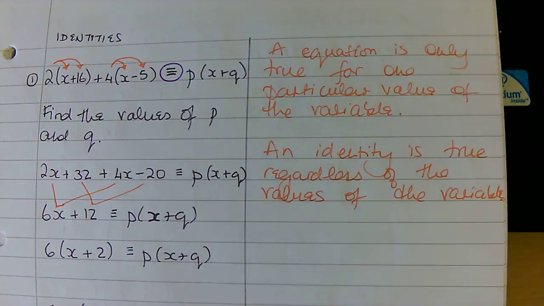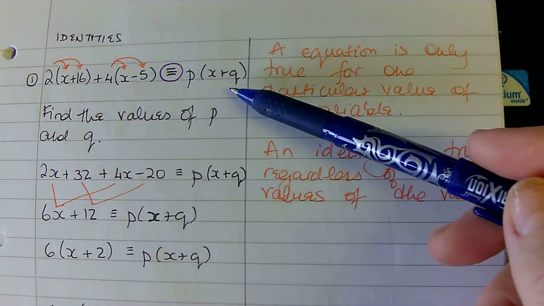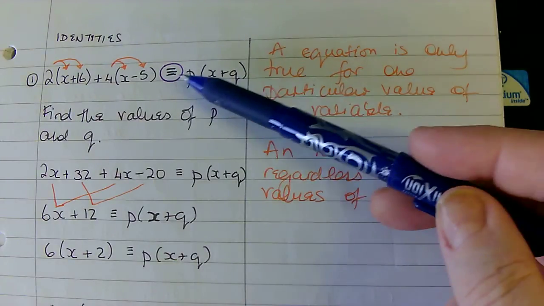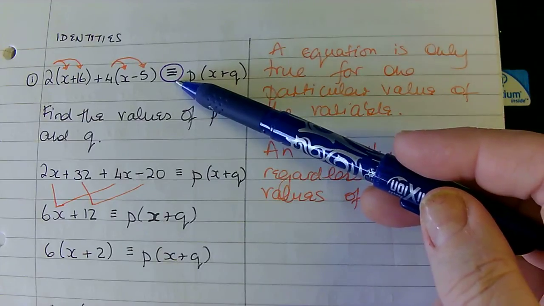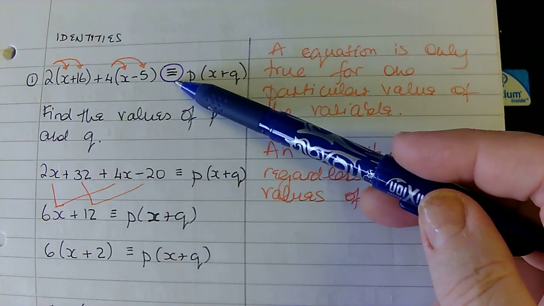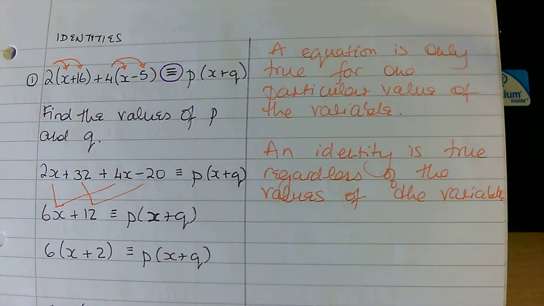Okay, let's take a look at identities. These kind of look like equations, but you'll notice that the symbol contains 3 bars rather than 2 for the equal sign, and it's useful to have a definition or a difference between the two. So an equation is only true for one particular value of the variable, whereas an identity is true regardless of the values of the variables.